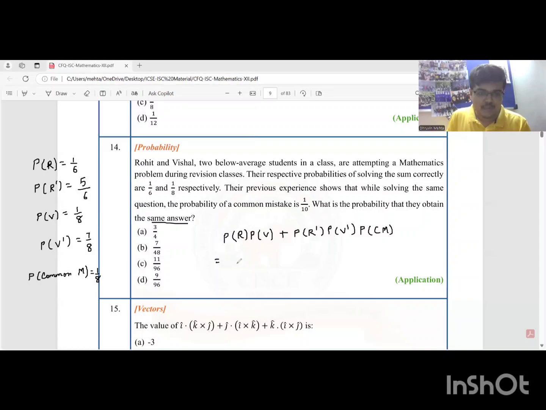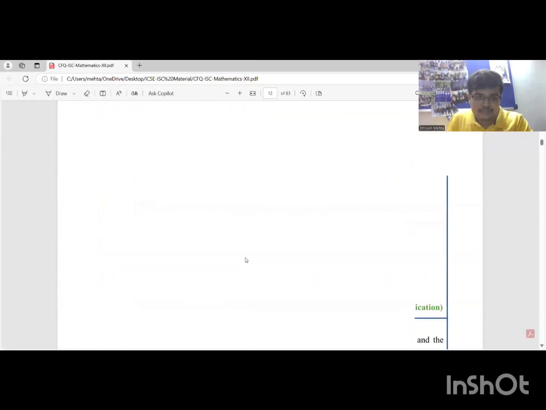The calculation is easy. P of R is 1 by 6 into P of V is 1 by 8 plus P of R dash is 5 by 6 into P of V dash is 7 by 8 into common mistake is 1 by 8. Do the calculation, students, you will get the correct answer. Let us proceed to the next question. The next question is question 23.